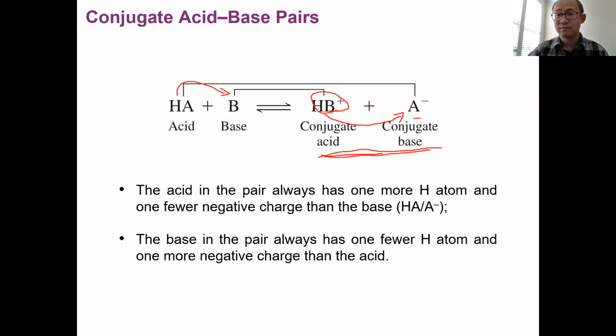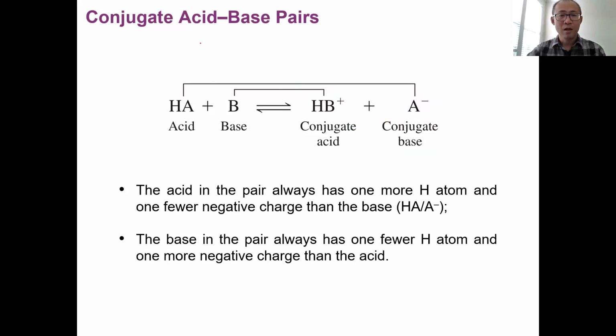A minus, because it can take a proton back. If it can accept a proton, A minus can also be called a base. You see that? We start with an acid and a base, we end up with acid and base. We always are getting a pair. Now let's take a look at the names of these acid and base.